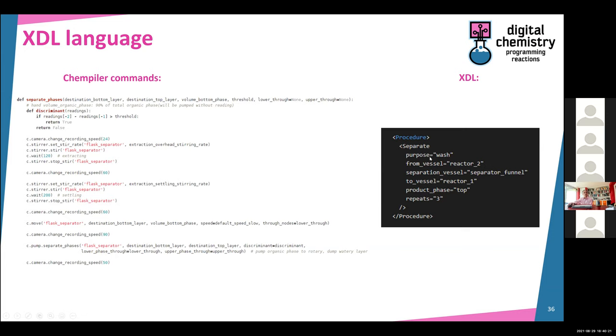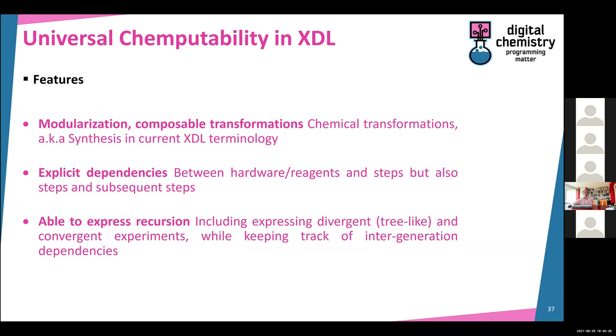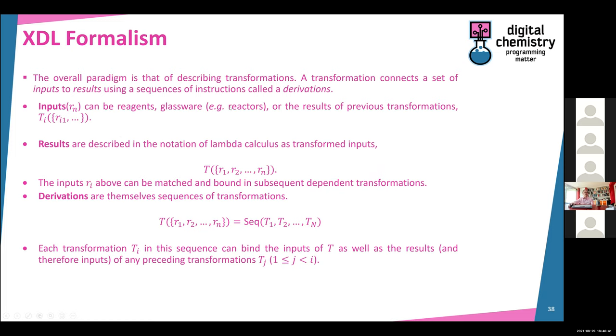So the nice thing about KIDL is it's modular. They have composable transformations, there are explicit dependencies, and you can express recursion. That's really important because then we can use a lambda calculus to basically transform the chemistry, the functions, if you like, sorry, of the inputs. And this is super important to be able to then recurse reagents through a complicated tree of possibilities.